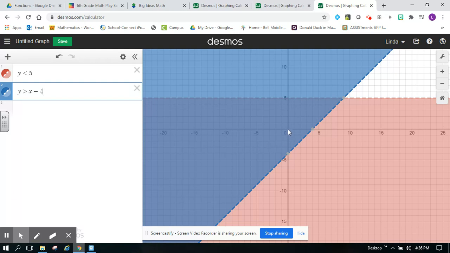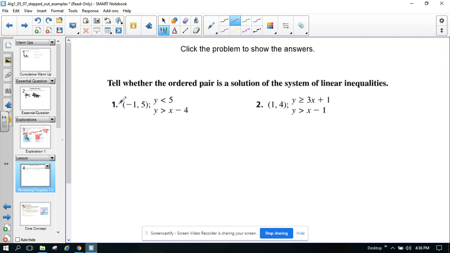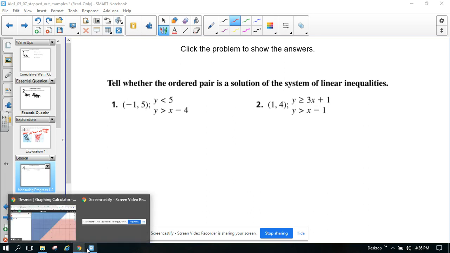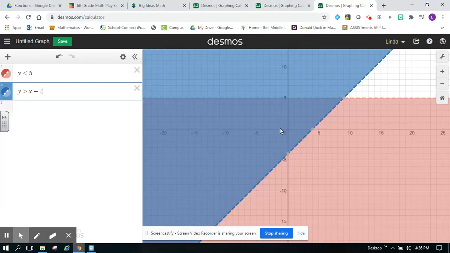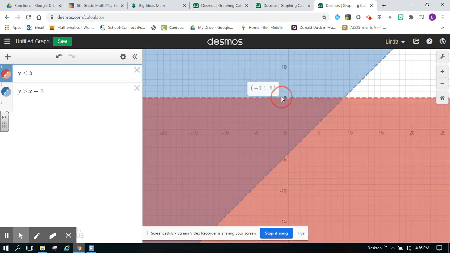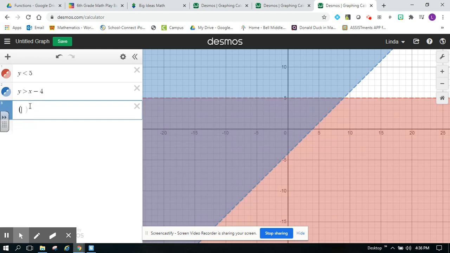0, 0 would be one that would satisfy both of these, but the specific question that we were asked is, does the point negative 1, 5, how does that fit in? So where is negative 1, 5? Negative 1, 5 actually does not, because if I look at negative 1, 5, right in there somewhere, I can actually plug it so that you can see right where it is. That's where it is. It doesn't because it lies on the line. It's not included in the red graph because it has to be less than 5. So it's not included.